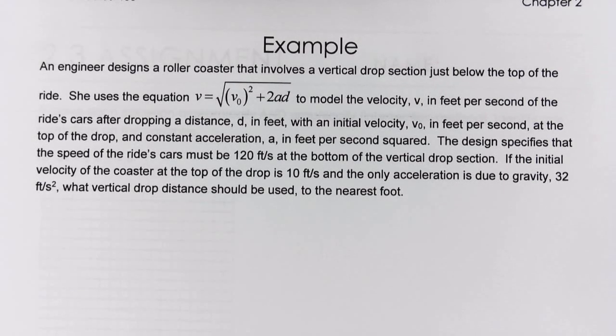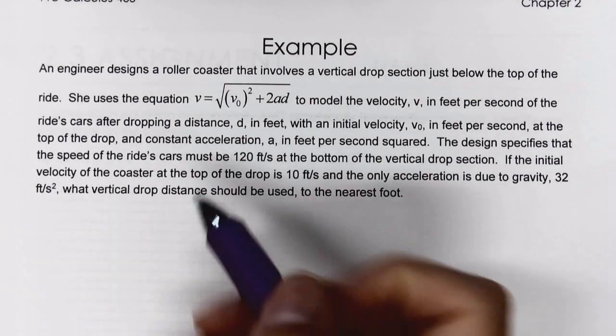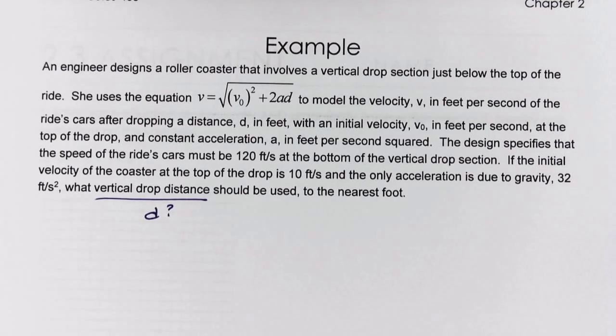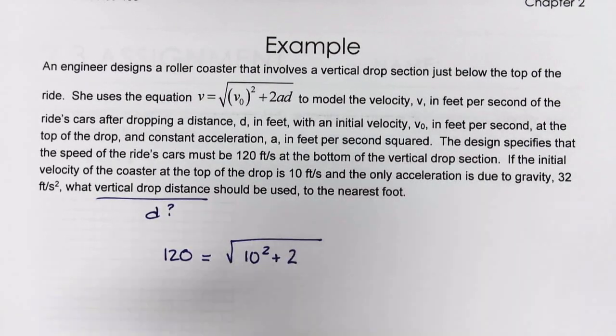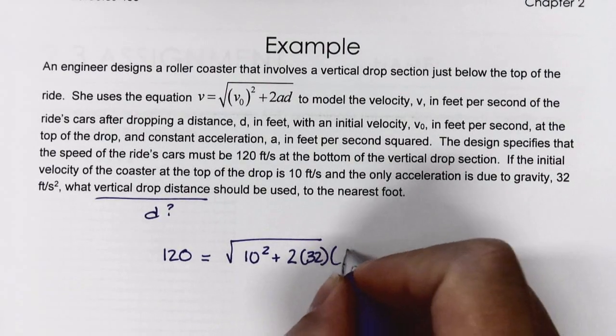If the initial velocity of the coaster on the top of the drop is 10 feet per second, and the only acceleration is due to gravity, 32 feet per second squared, what's the vertical drop distance that should be used, to the nearest foot? What am I solving for? Vertical drop distance, D. I'm solving for the letter D. So what is the initial velocity? 10. Okay, good job. What must my velocity be at the end of that drop section? 120. Gravity was 32. And D we're trying to find.